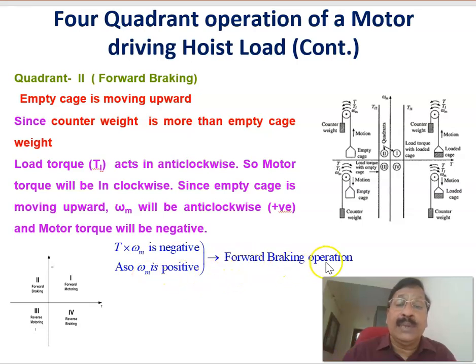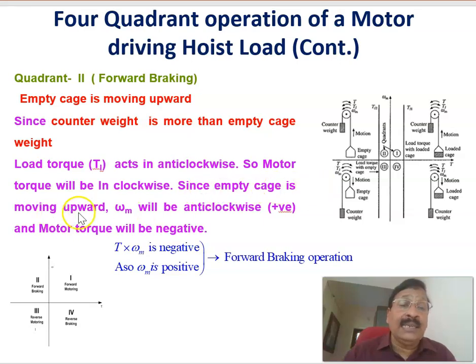That's called forward braking operation, taking place in the second quadrant of operation when an unloaded cage is moving from the lower level to the upper level. Therefore, with the empty cage moving upward, since the counterweight is more than the weight of this one, the load torque will be acting in this direction, anti-clockwise. So the motor torque will always be opposite to the load torque, which is clockwise.